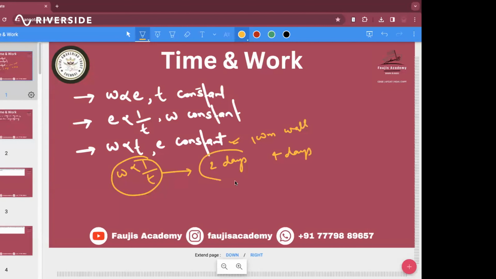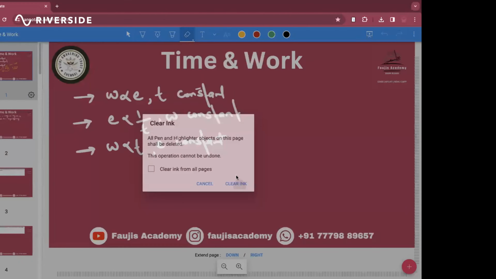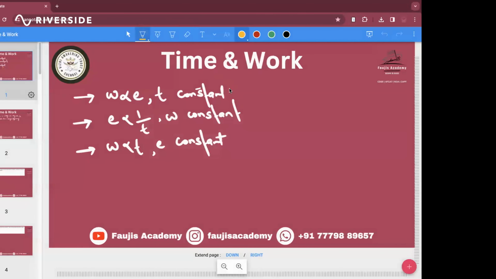This chap who is able to finish his work in just 2 days, his work is inversely proportional to time in comparison to this guy, isn't it? That's another sense that people write. Don't get yourself confused. Just follow the simple and logical thought process that if there is more work, it will take more time if the efficiency is constant. That's it.